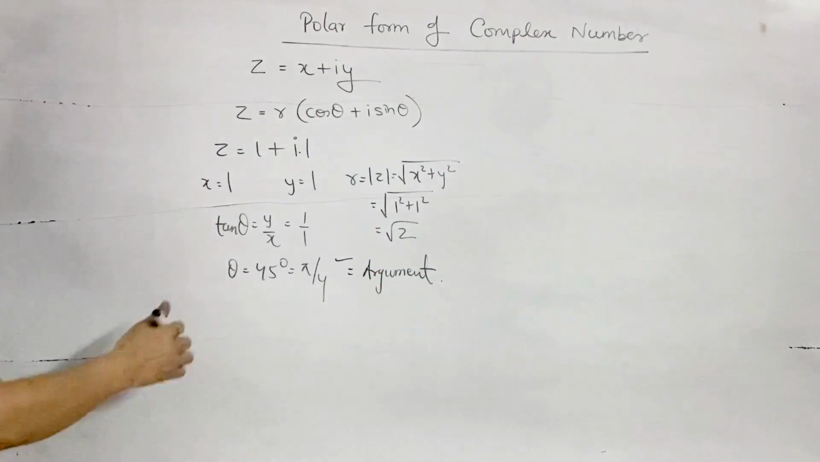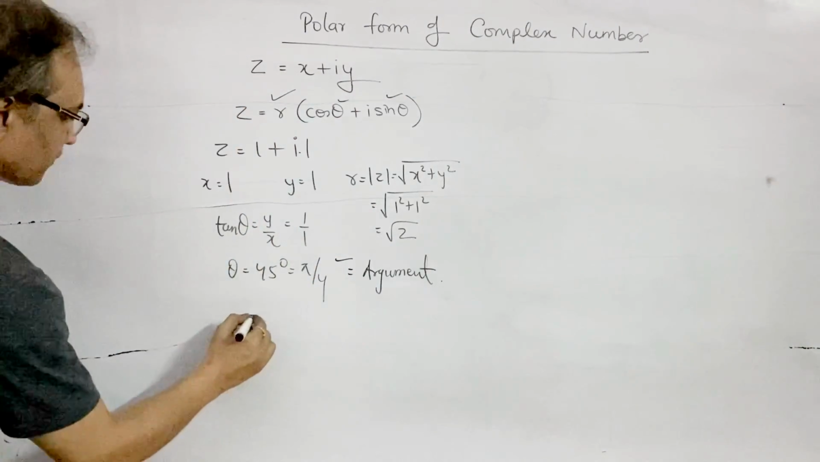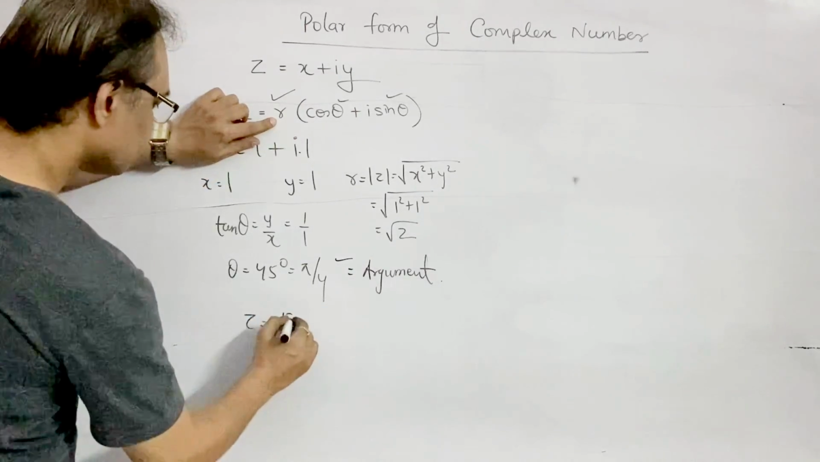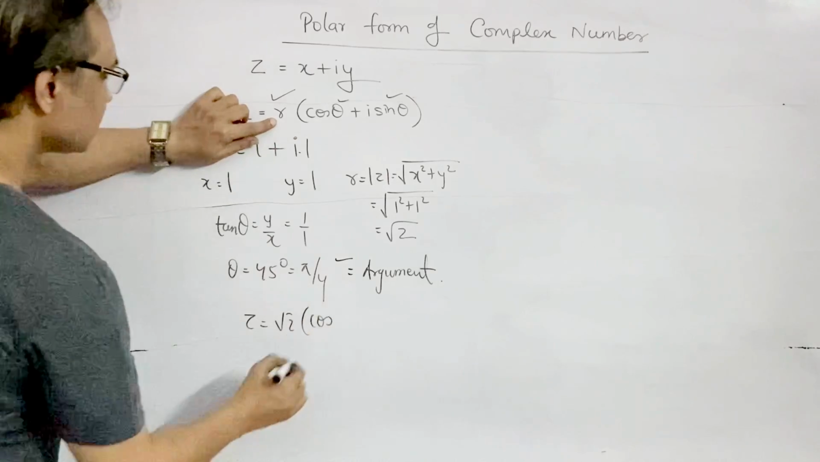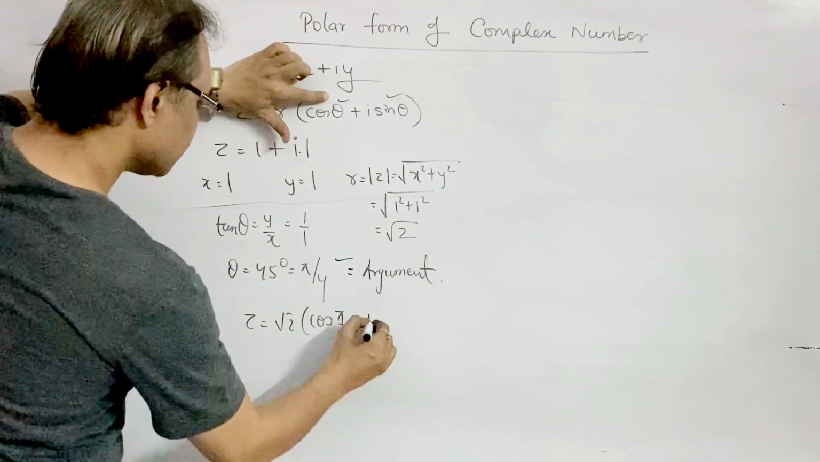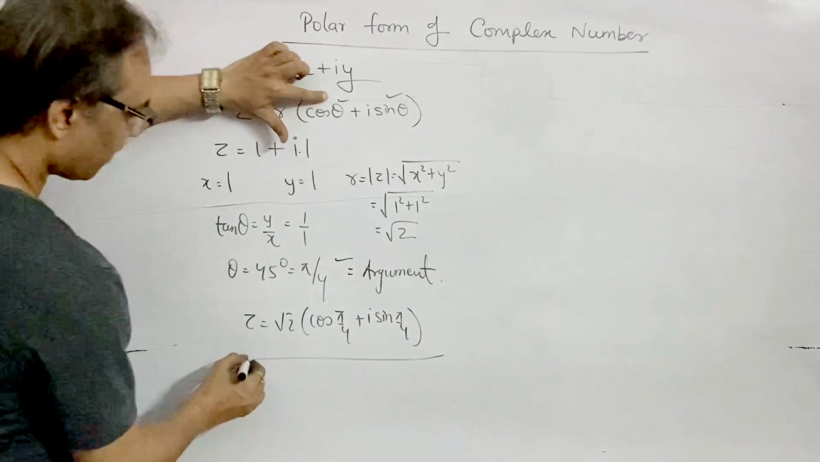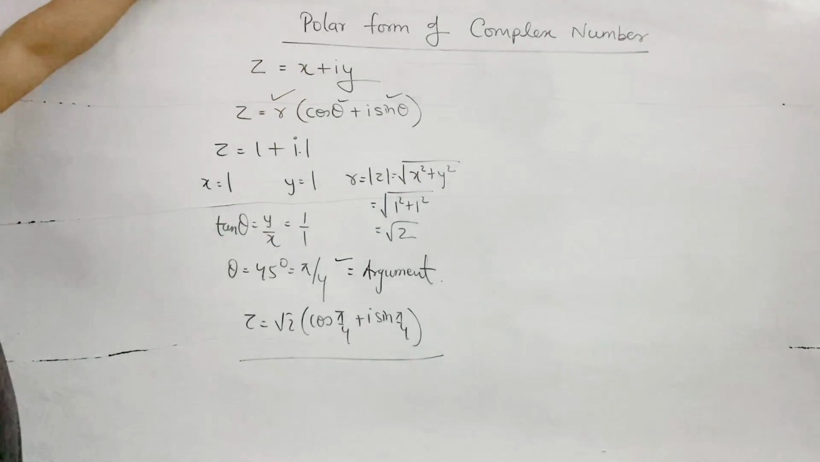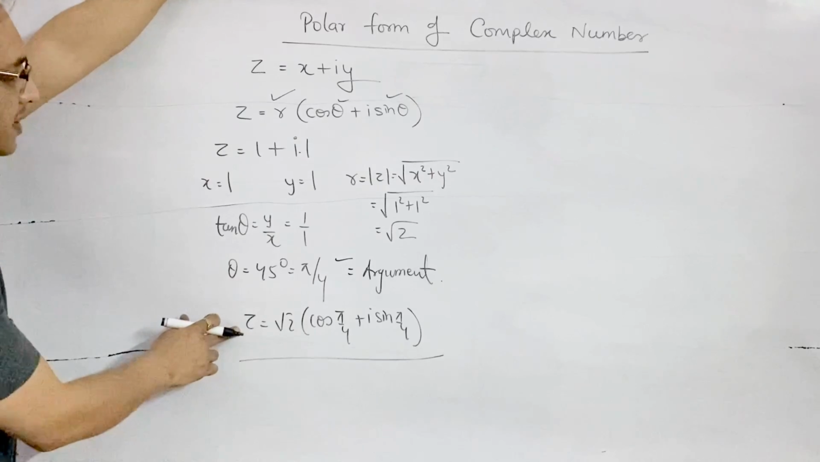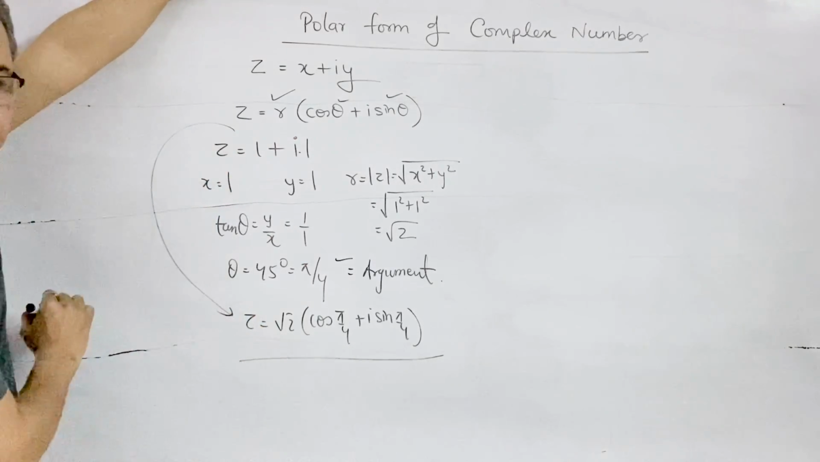Now we'll just substitute these values in place of r and theta. So the polar form of complex number is z equal to r, which is root 2, cos theta, theta is pi by 4, plus i sine theta, theta is pi by 4. So the complex number is z equal to root 2 cos pi by 4 plus i sine pi by 4. This is the polar form of the complex number 1 plus i.